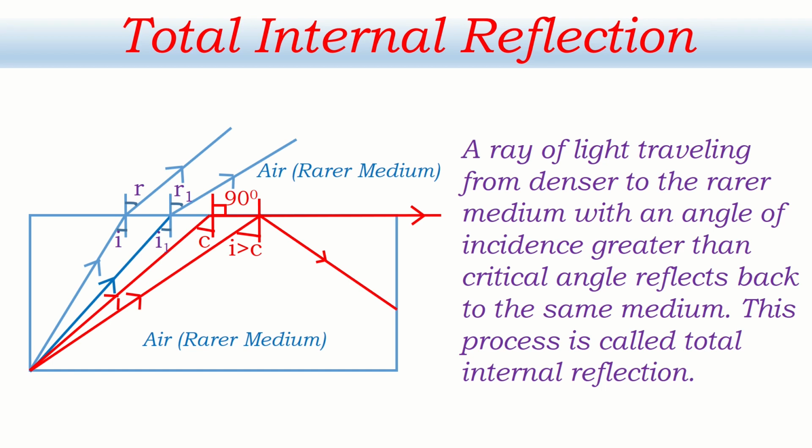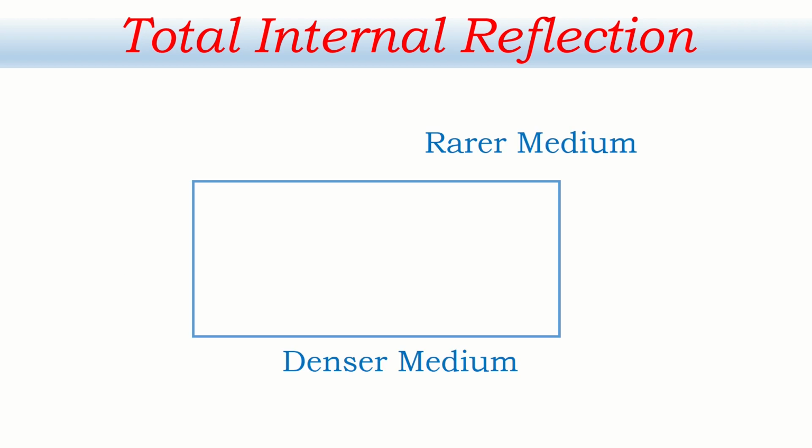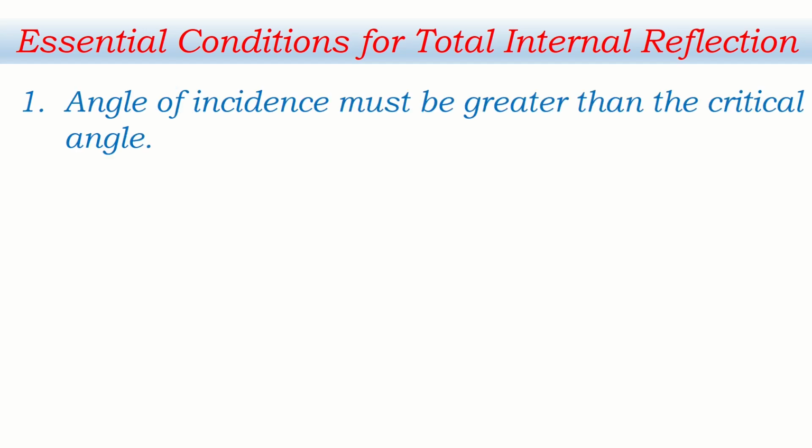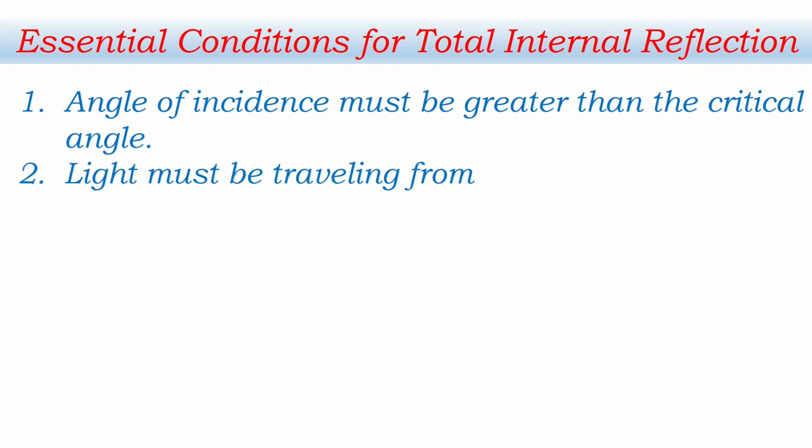If you are told to draw a diagram to show total internal reflection, the denser and rarer medium should be shown in the diagram, and a ray of light is traveling from denser to rarer medium and its angle of incidence is greater than the critical angle, so it reflects back in the same denser medium. This is the diagrammatic representation of total internal reflection. I think you have noticed that there are two essential conditions for total internal reflection. What are they? Number one, the angle of incidence must be greater than the critical angle, and number two, light must be traveling from denser to rarer medium.